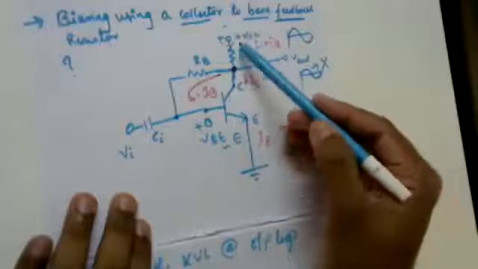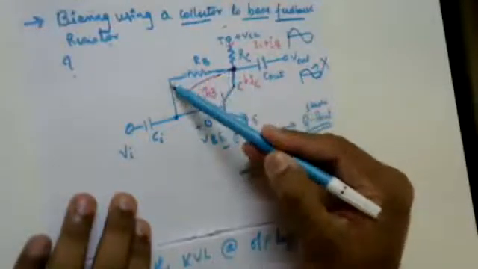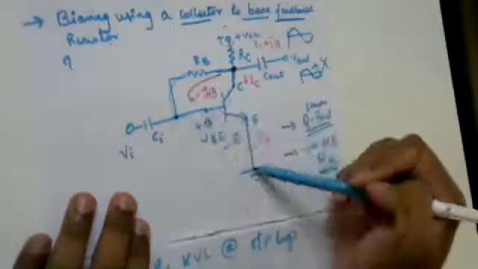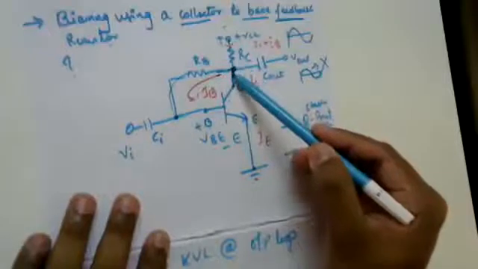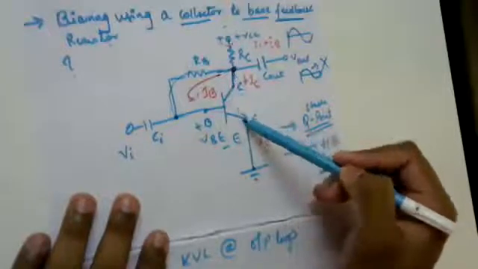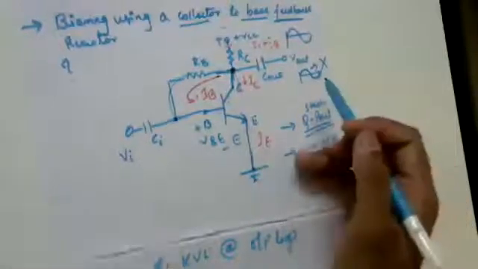In case of the output loop, how can I draw the circuit? Previously I applied the KVL for the input loop from VCC to the base resistance and then to the ground. When I say output loop, you again start from VCC, then RC, then VCE, then the ground. So this will be your output loop.